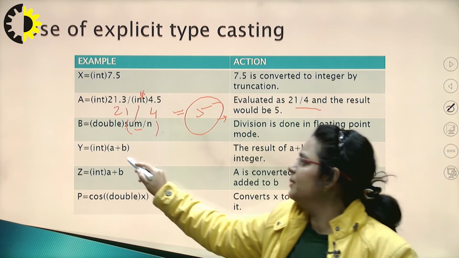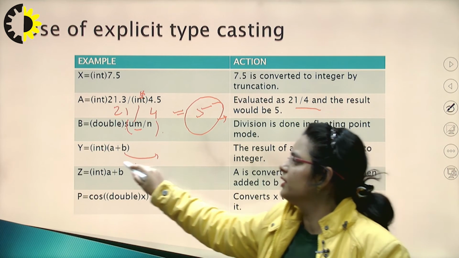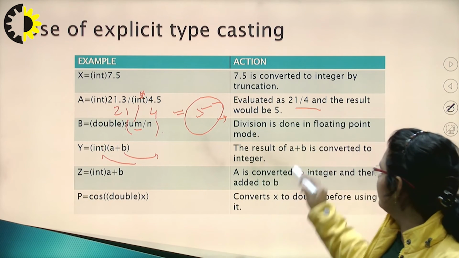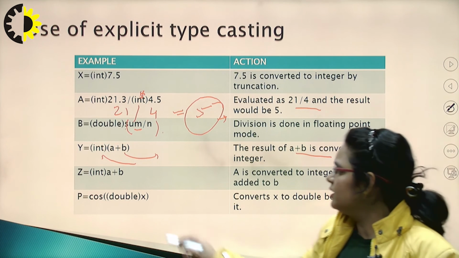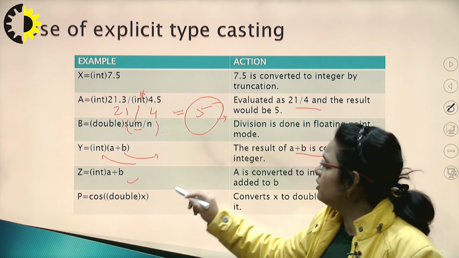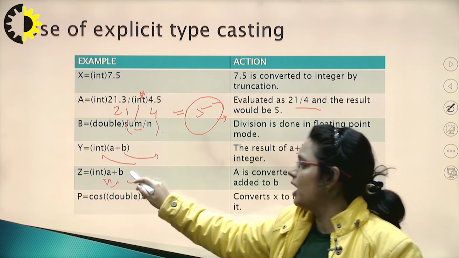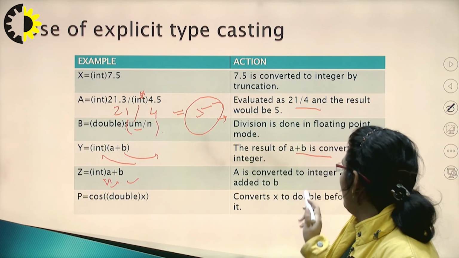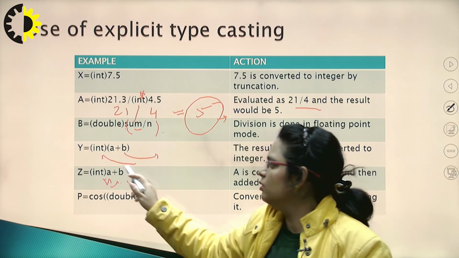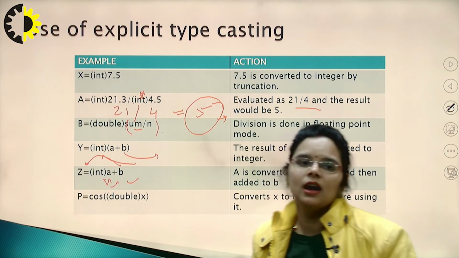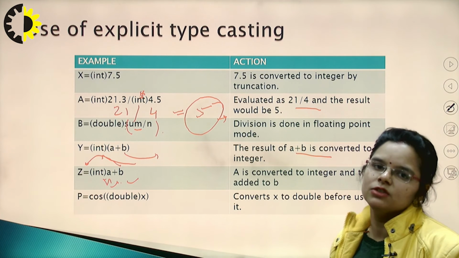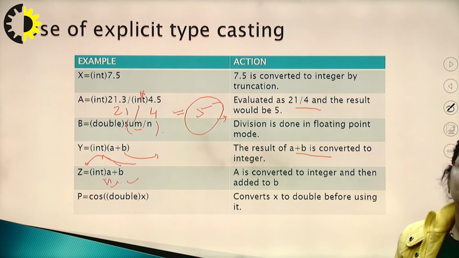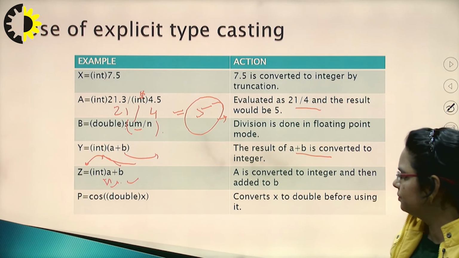Here, first of all, a plus b is evaluated, and the result of a plus b is converted to integer type. And when we have this expression, first of all, a is converted to integer type, then it is added with b, and whatever would be the answer, it would be evaluated. The answer would be of whichever variable is of higher data type. So a is first converted to integer, and then it is added to the b value.